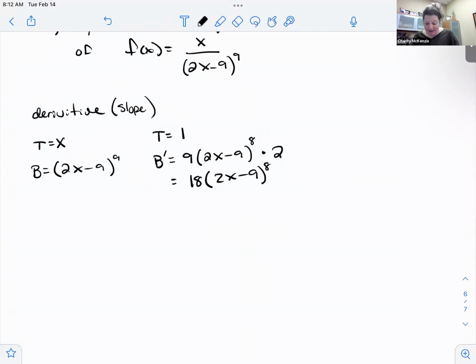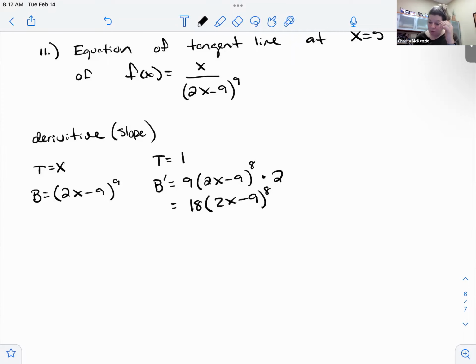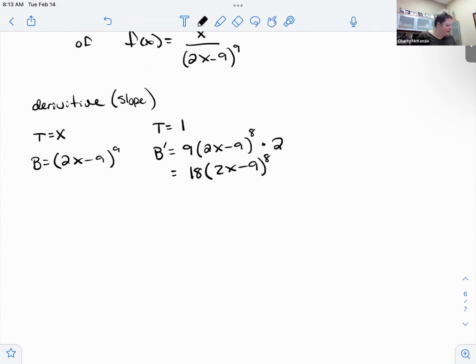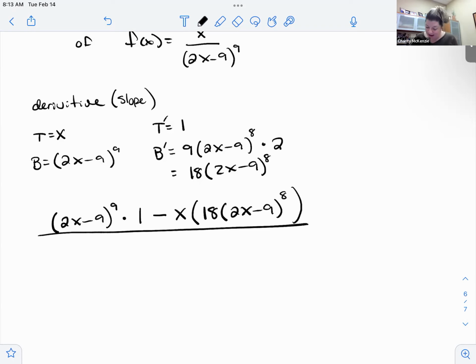Now let's put this all together. We have our bottom. So original bottom, why am I second guessing myself on my quotient rule? I'm not losing it. Okay, original bottom, do you like that? Original bottom is 2x minus 9 to the 9th power times the derivative of the top, which I forgot to label as a derivative, which is just a 1. Okay, minus the top, which is just x, times the derivative of the bottom. Oh my gosh, all over the bottom squared.